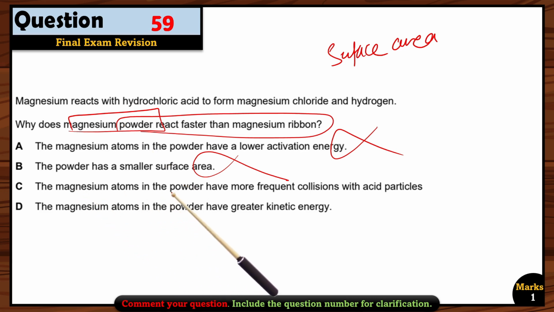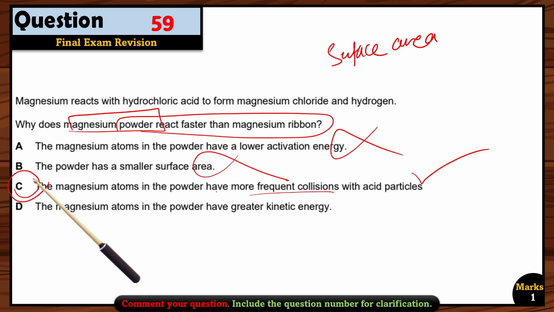The magnesium atoms in the powder have more frequent collisions with the acid particles: yes, this option is right. Now they have more particle collisions because they are more exposed to the acid. The acid is the other reactant. When the surface area is increased, there are more chances of collision with the other reactant. So option C is the right option for this question.